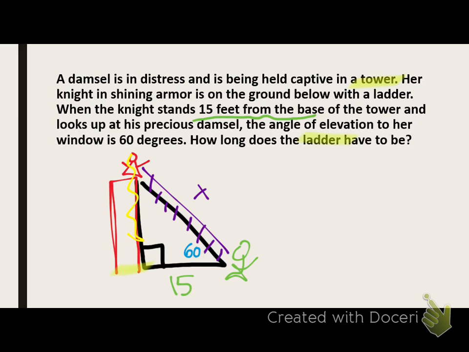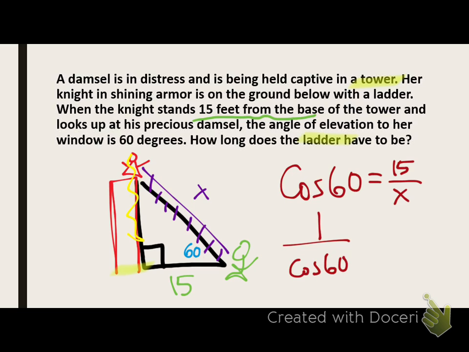Are you going to use the Pythagorean theorem or a trig ratio? Which one are you going to use? Cosine. What will go in the numerator? 15 and then x. Do I need to flip it? I do. Multiply by 15 and what do we get? 30 feet.